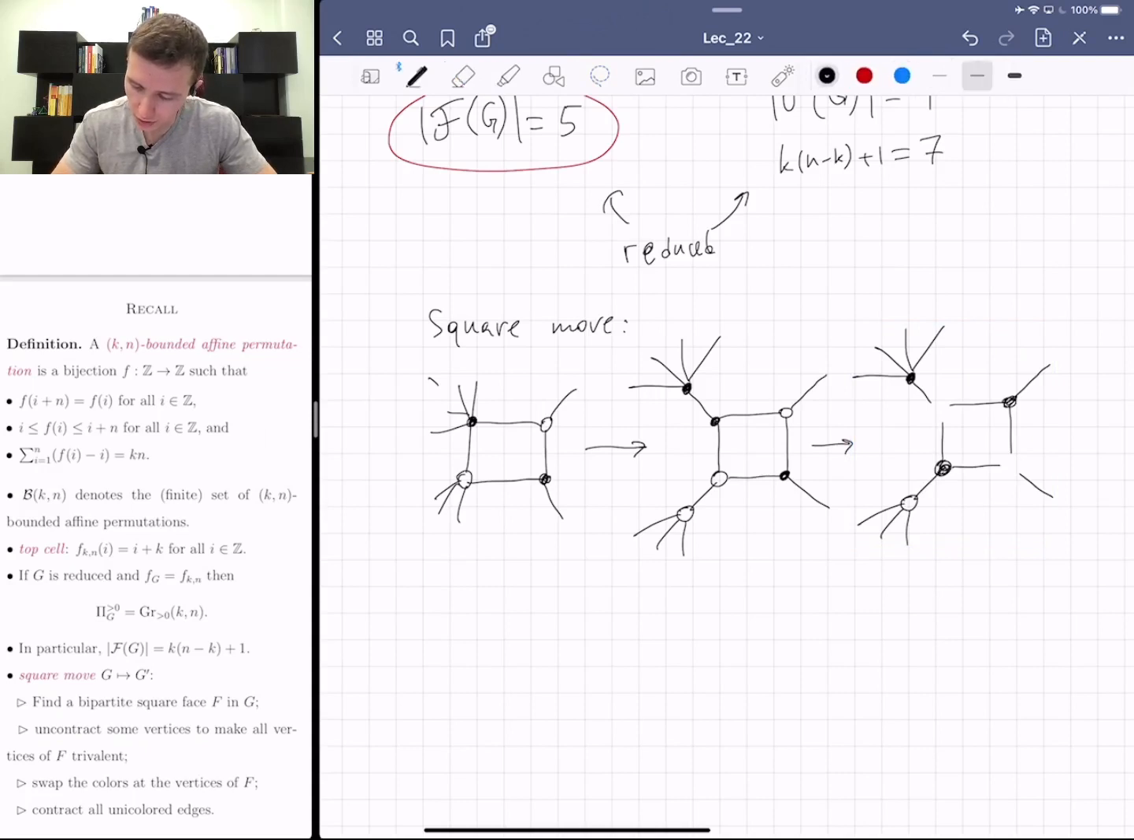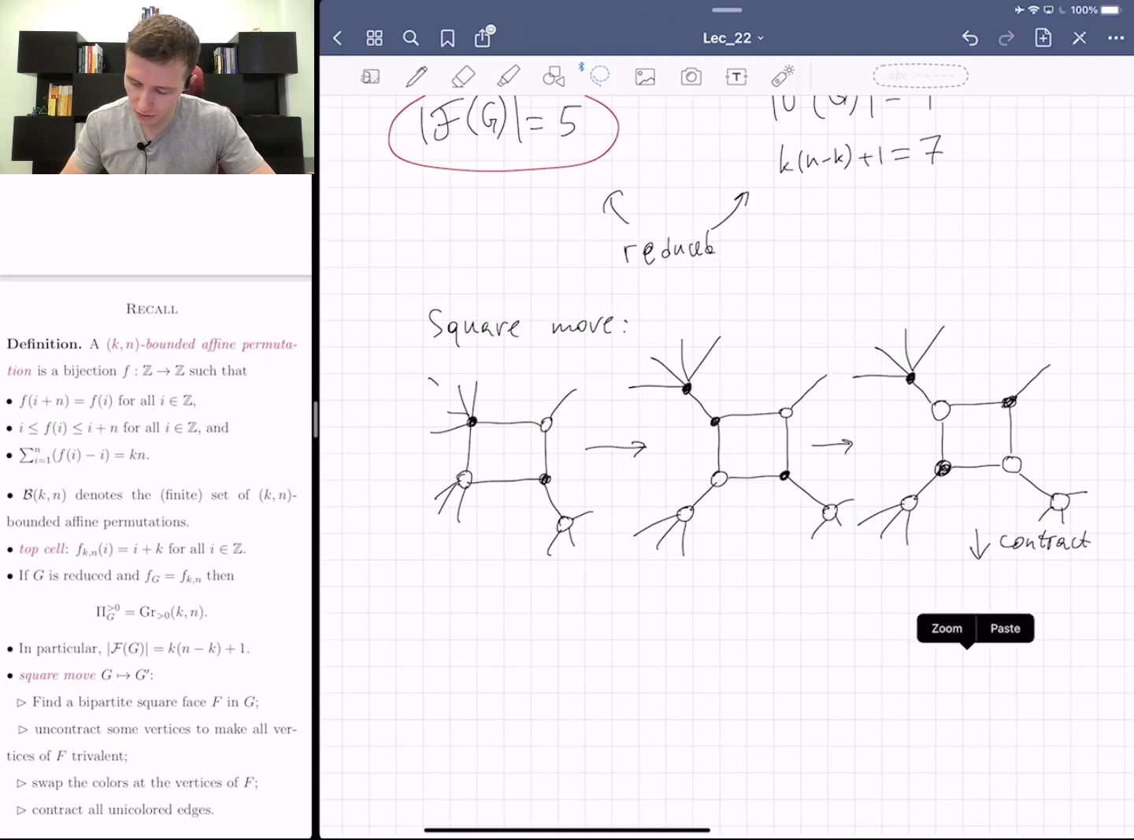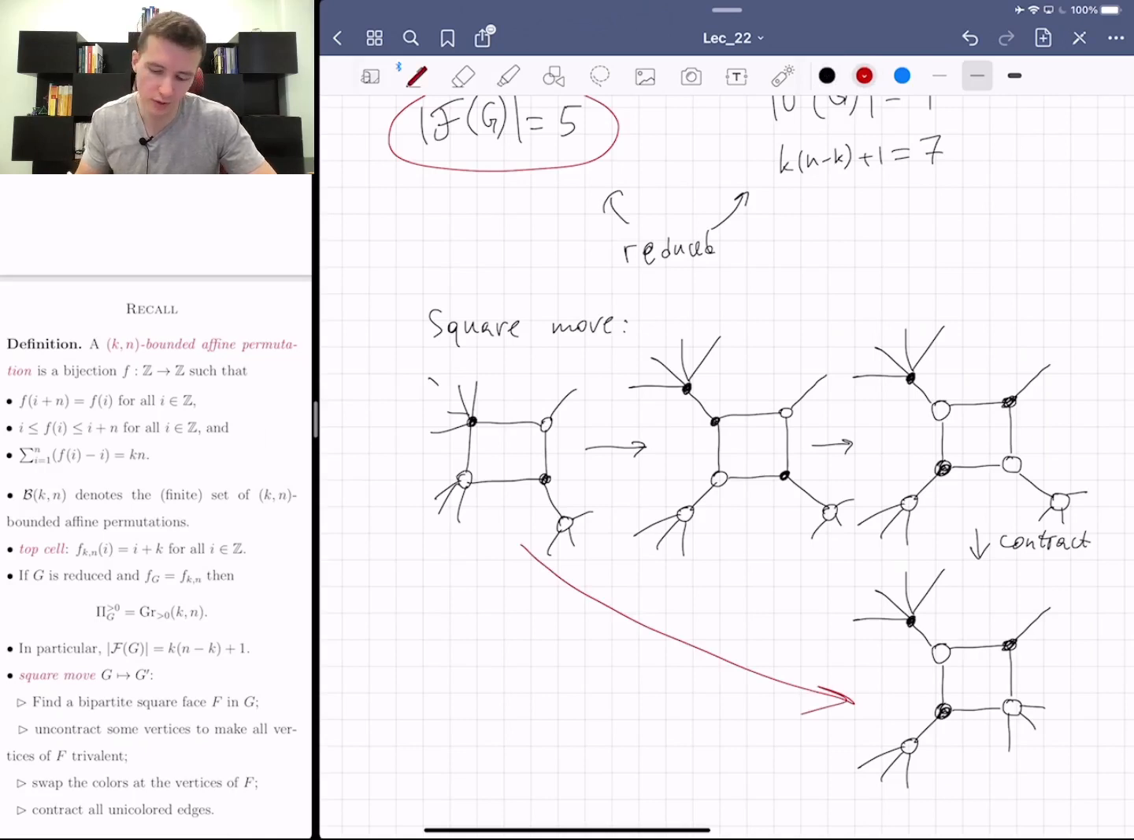This is now black and black, and this is white and white, and then you contract the unicolor. So let's maybe say this vertex was black, this was white, and this is also white, and this is also white. Then when you contract, you want your resultant graph to be bipartite. So I'm just going to contract this edge on the right, and this operation takes a planar bipartite graph and produces another one. It's called a square move.